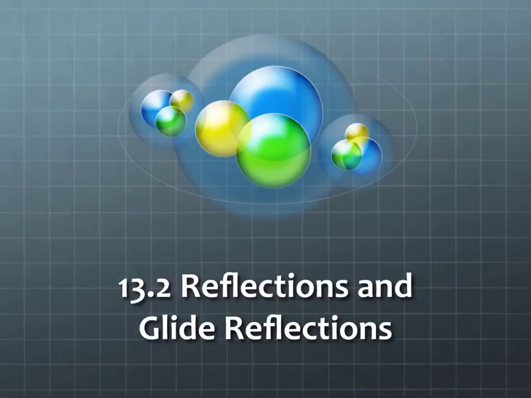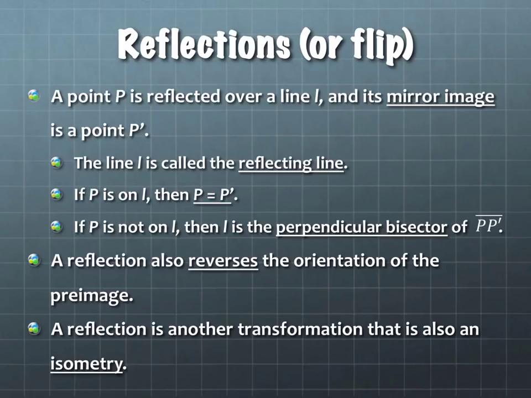All right, today we're going to take a look at section 13.2, which is reflections and glide reflections. We're starting with the reflections part of it. If we have a point P and it's reflected over a line L, we would call its mirror image the point P prime. The line L would be called the reflecting line.